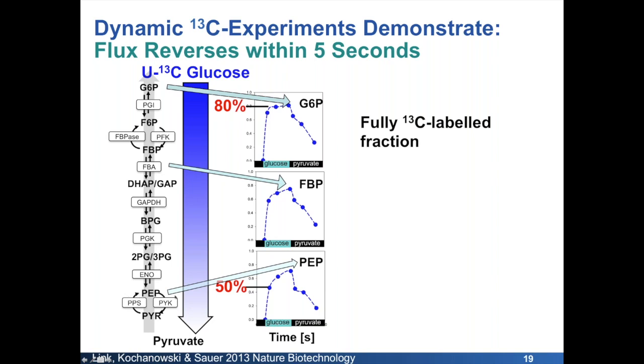And if we go to the end, phosphoenolpyruvate, for example, after the first sample, after 5 seconds, already half of the PEP molecules here are fully C13 labeled. So that means within 5 seconds, glycolysis has completely changed its flux direction, and the flux is already at the end. So it works very fast.